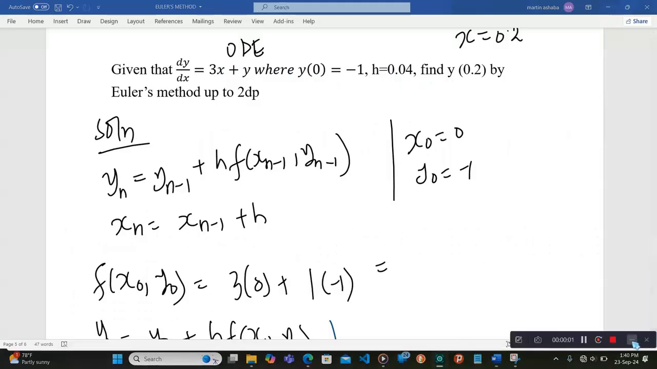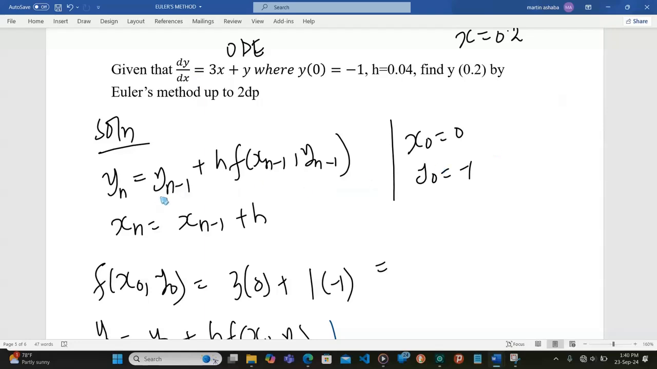So ladies and gentlemen, we are to find the solution of the ordinary differential equation at x equal to 0.2, and we are given the ordinary differential equation as dy/dx = 3x + y, and the initial condition is x0 = 0, y0 = -1. The step size is going to be 0.04. So we are going to use Euler's method to estimate this value of the function, given its ordinary differential equation.